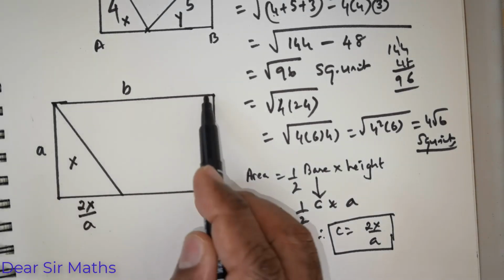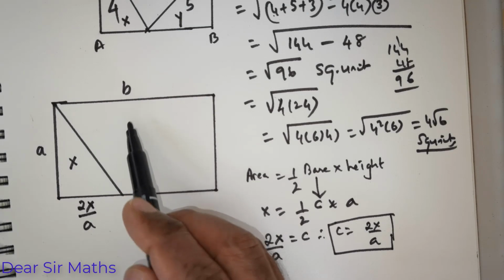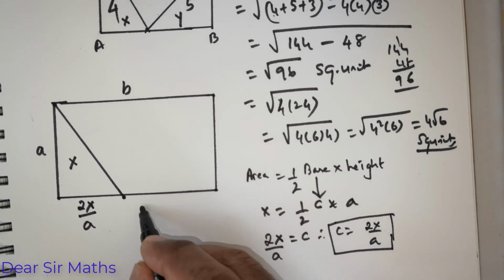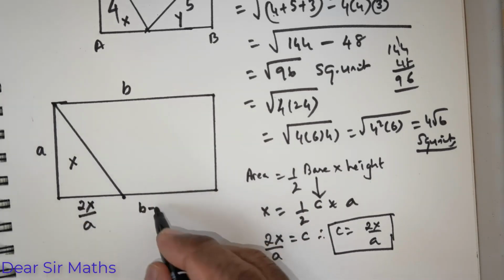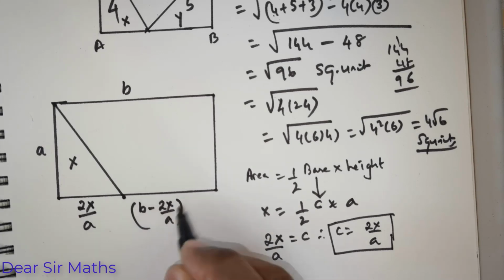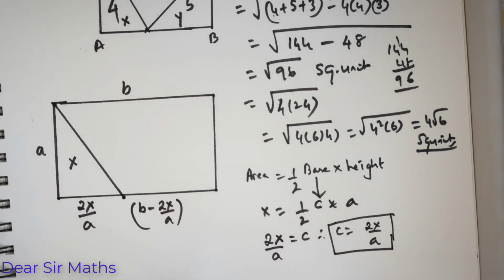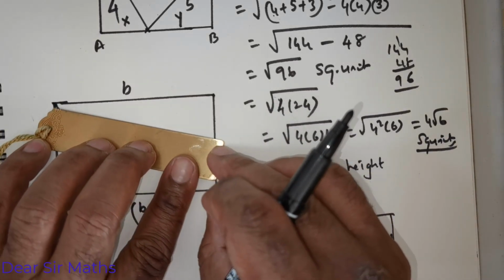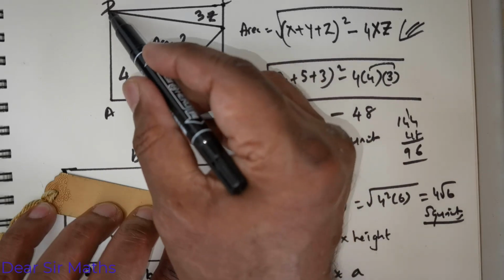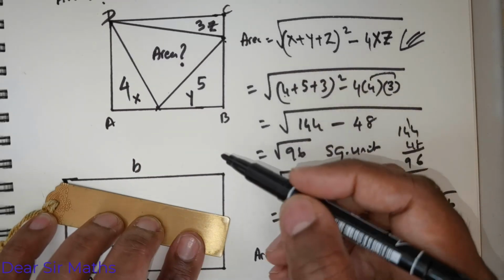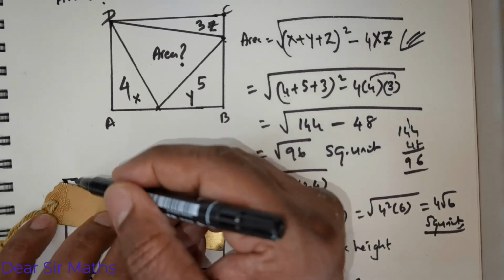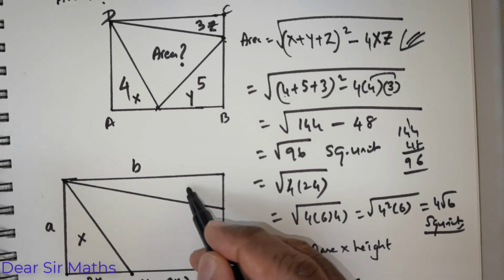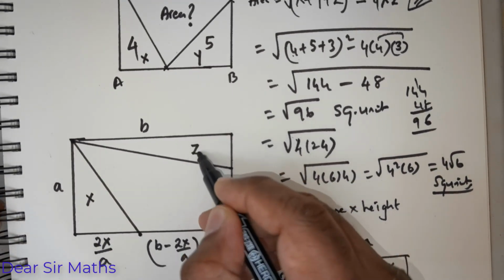Now this entire length is b units. If I want to take this particular segment, then what should I do? From b I remove 2 times x over a. Fair enough, right? Now let us go to the next triangle. The next triangle is stretching. You see that? It's stretching from D all the way to this end. So let me draw that. Okay, fine. And this area is given to be z.